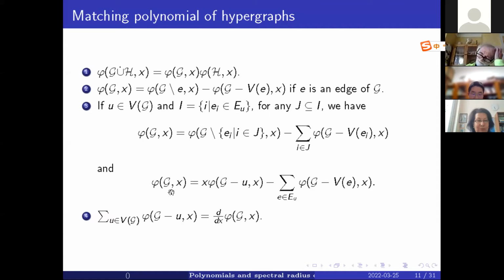In particular, we have this formula. The matching polynomial of hypergraph G can be expressed as x times the matching polynomial of the hypergraph G minus vertex U, minus the sum of matching polynomials of the hypergraph obtained from G by deleting all vertices in edge E.